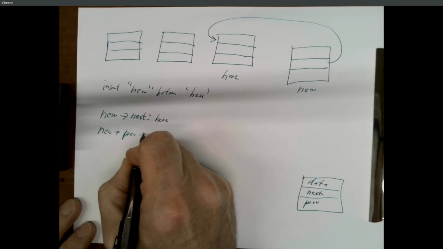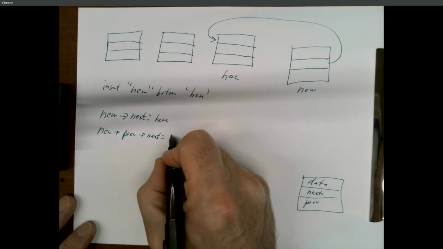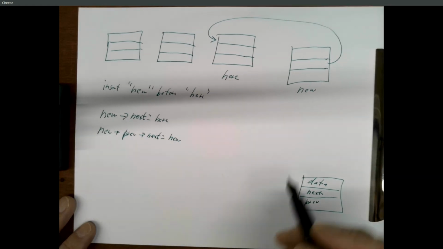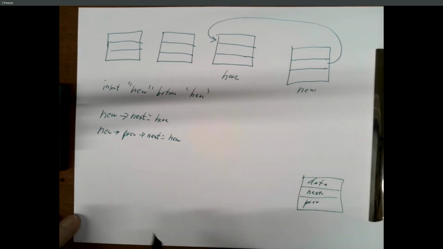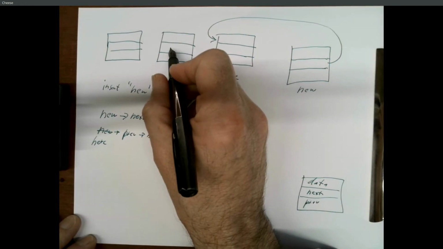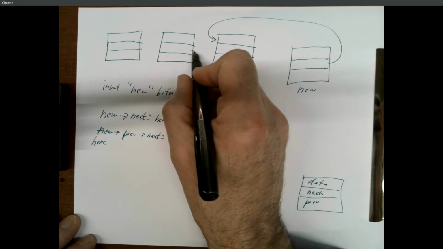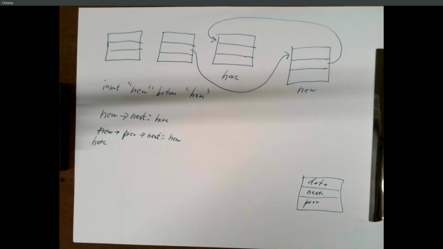New arrow previous arrow next is equal to new. So new previous, yeah, new doesn't have a previous yet. Here previous, good. So here previous is this node, arrow next is equal to new. Awesome. Now the node before here is pointing to new. New is pointing to here. We've got our forward chain set up. All right, somebody else.